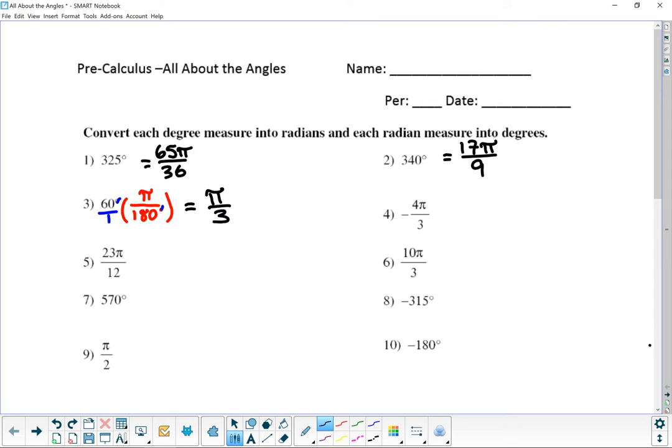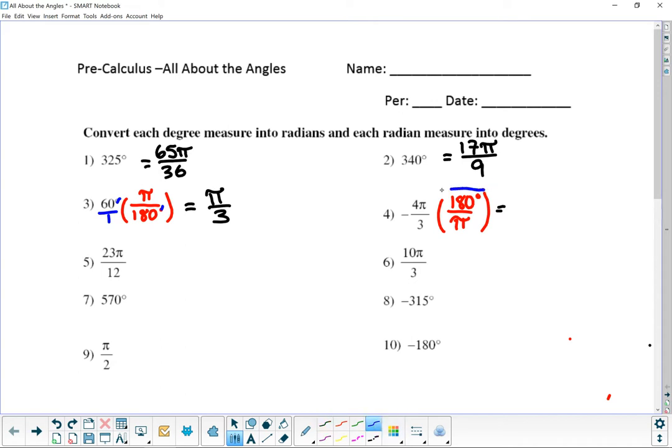Now, number 4, you notice that number 4 starts off being a radian. So if it's a radian, I'm going to do the opposite of what I have here. Instead of pi over 180, I'm going to flip it around because I want to multiply it so that the pi's disappear. So I need the pi on the bottom, and then the 180 degrees on top. And notice nothing's going to cancel the degrees, so my answer is going to end up being in degrees.